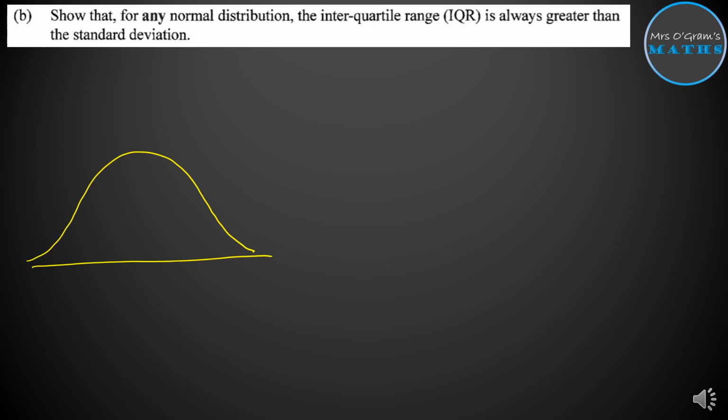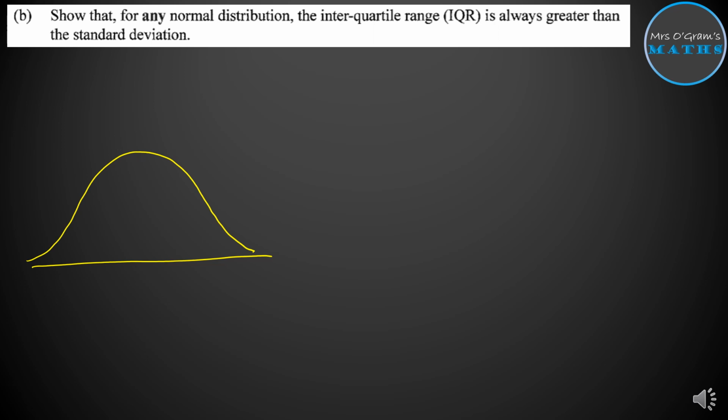So part B is an interesting question. It's really testing you on understanding what's going on with the normal distribution. It's a bit of an unusual one, but it shouldn't be too tricky if you've really understood from the beginning what normal distribution is all about. So it's asking you to show that the interquartile range is always greater than the standard deviation.